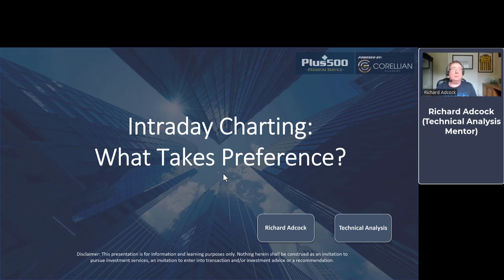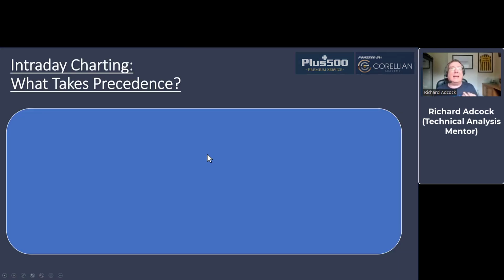This week, what I want to do is talk about intraday charting and look at how we can use charts and technical analysis from an hourly perspective, so much shorter term than perhaps we've looked at previously, and look at what actually takes precedence within technical analysis over this time period.